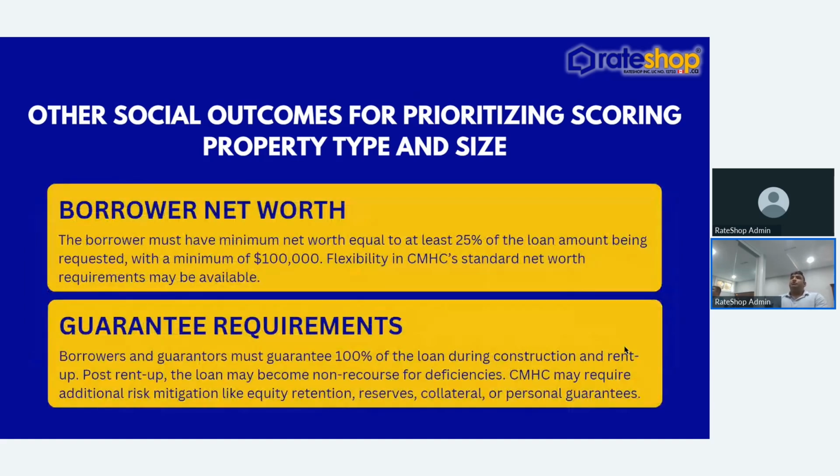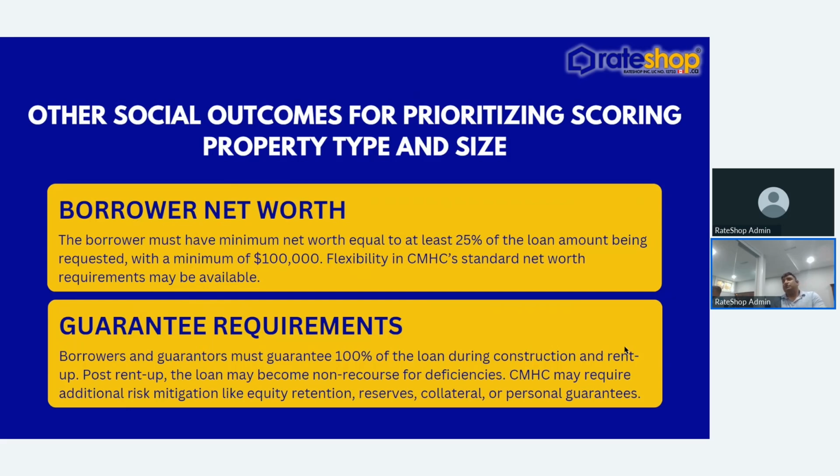Okay, so for borrower net worth, their criteria is you need to have at least 25% of the loan amount being requested, with a minimum of $100,000. Clearly $100,000 as a minimum threshold doesn't work here. Every build or financing you're going to do for an apartment is going to be at least a few million dollars, so you're going to have at least 25% of that. Flexibility in CMHC standard net worth programs may be available.